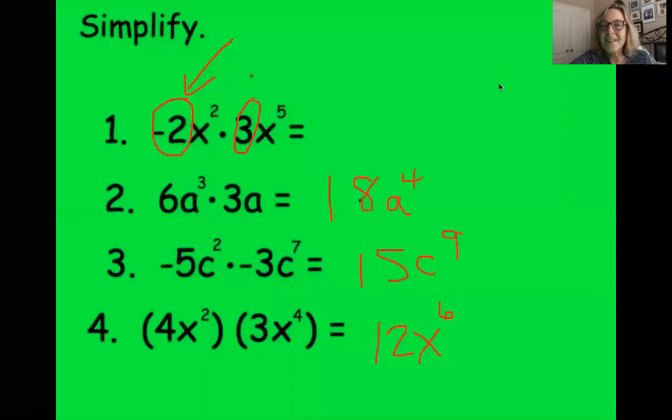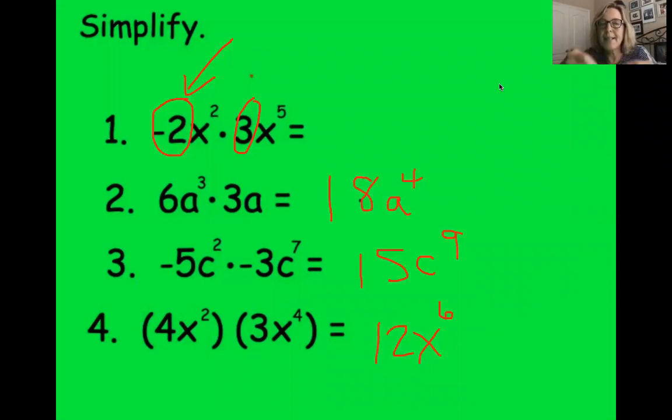All right, let's see how you did. In number 2, you can multiply the 6 and the 3, the coefficients, to get 18. a to the 3rd times a is a to the 4th. 18a to the 4th power is how we would write that. You could also read it as 18 times a to the 4th power. That would be fine too.